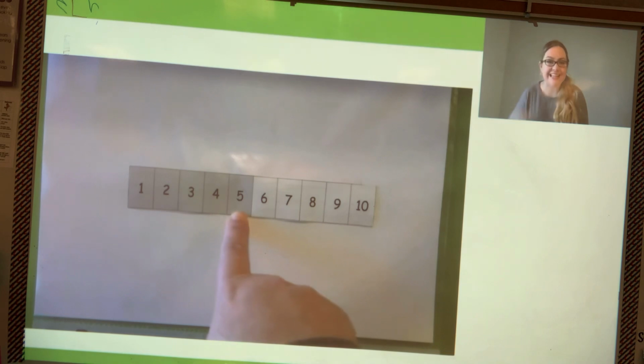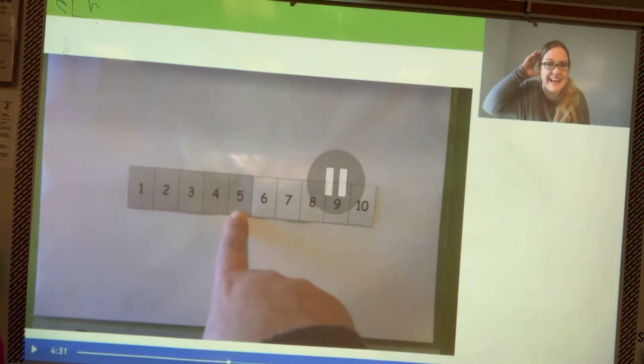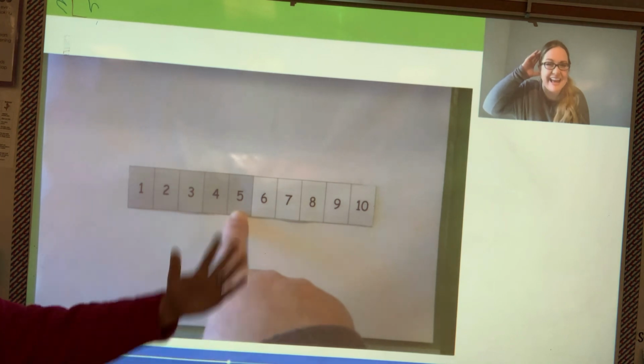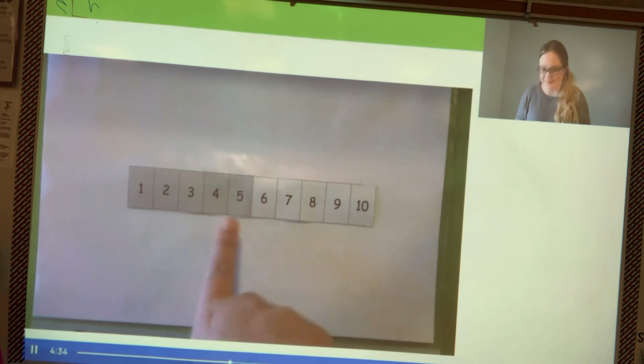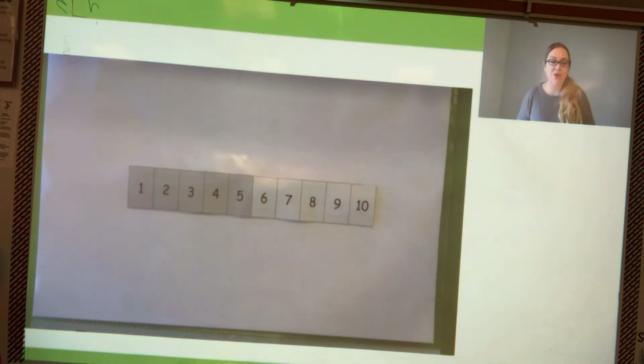Where did we land? What number did we land on? Show us with your fingers. Ooh, good job, Estelle. Thank you, Russell. 5, exactly. 5. Great job. So now let's show this in a number sentence. So go ahead and find a writing utensil so that you can write your number sentence this time as well.